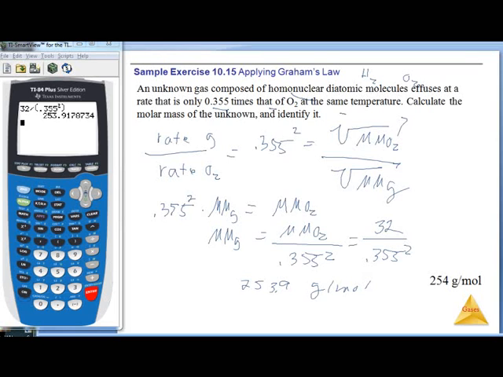Okay, so what I know is this is a diatomic gas. It told me that in the problem. So I got to divide this. If I divide this by 2, I get about 127 grams per mole. And if I look at the periodic table, that matches up quite nicely with iodine, which has a molar mass of 126.9. So the gas in question is I2.